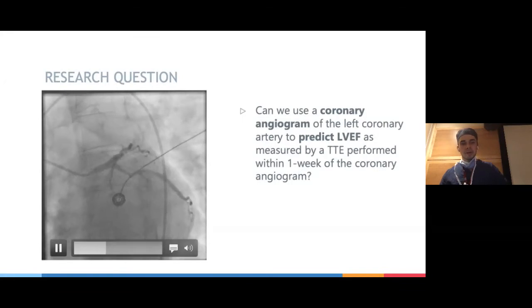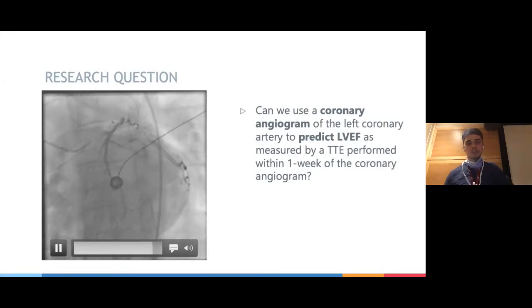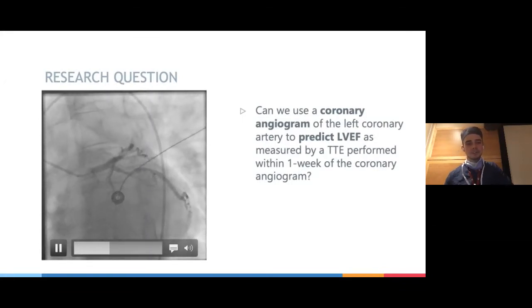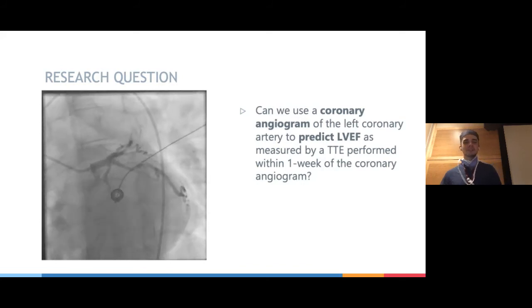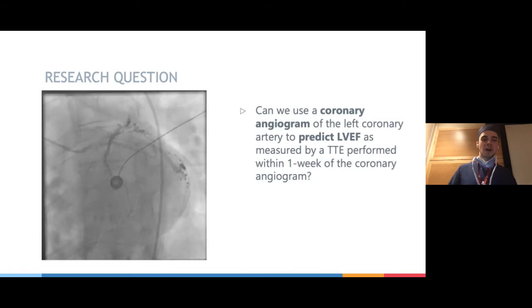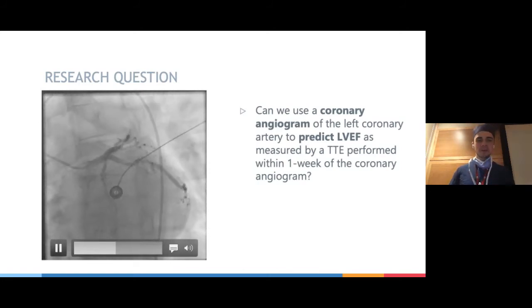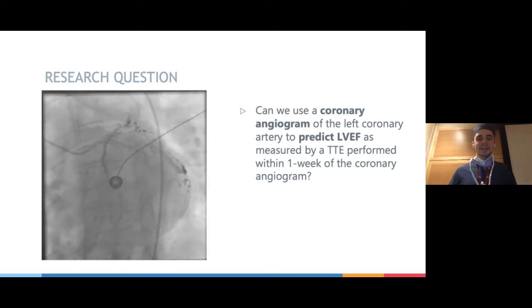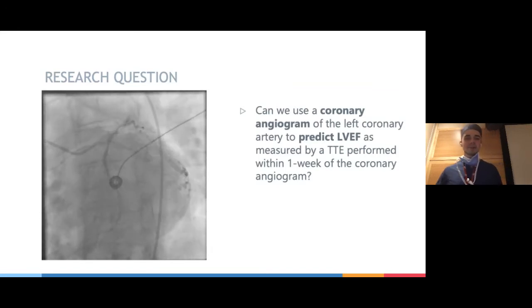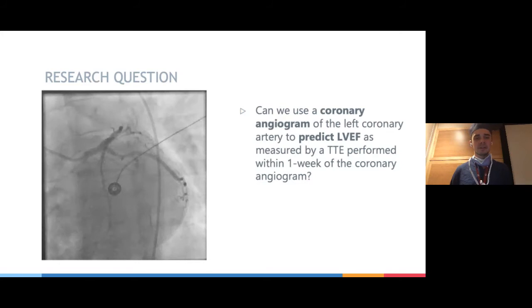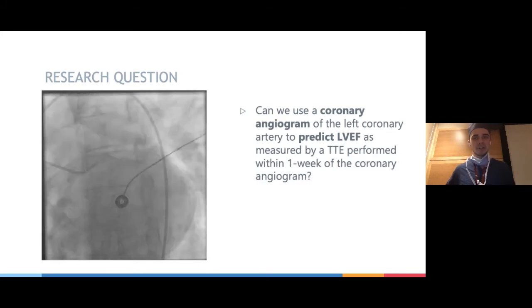So this is a coronary angiography. Normally we just shoot the coronaries and we look for stenosis, and that's the only thing we look for. But you can see the heart moving a little bit. So we asked ourselves, can we use coronary angiography of the left coronary artery, an image like the one on the left, to predict the left ventricular ejection fraction as measured by a transthoracic echocardiogram with a biplane Simpson performed within 1 week of the coronary angiography?